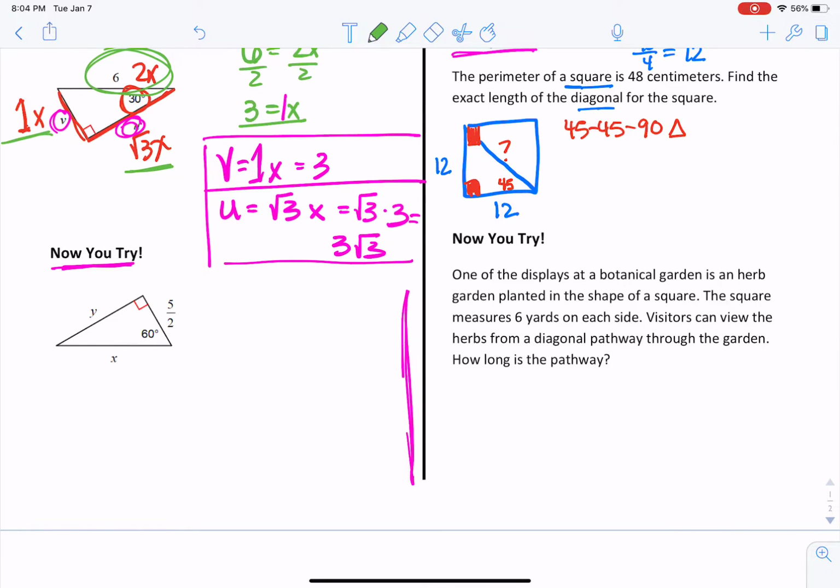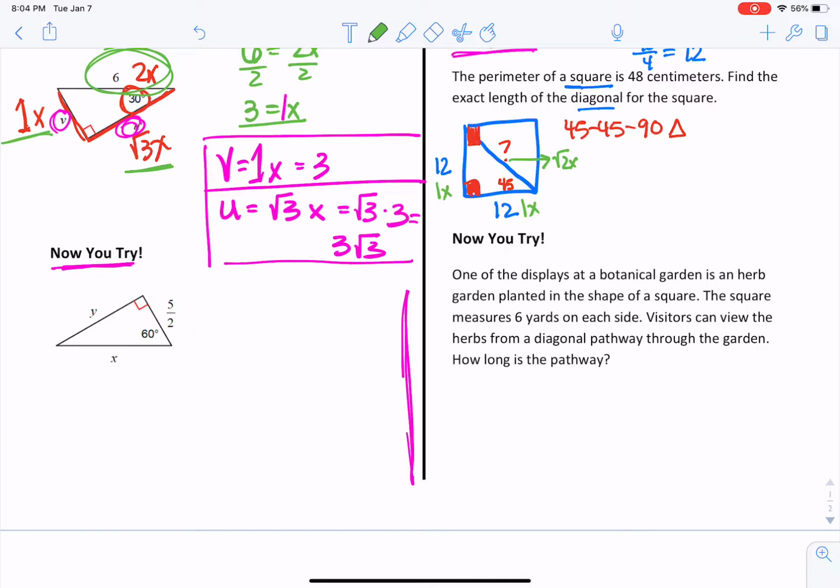So then this is 1x, 1x, and right here is square root of 2x. It doesn't matter if you use x square root of 2 or square root of 2x. It's the same thing. They're both multiplying. So I'm just trying to give you another way to see what we did yesterday so that maybe it makes it a little bit clearer.